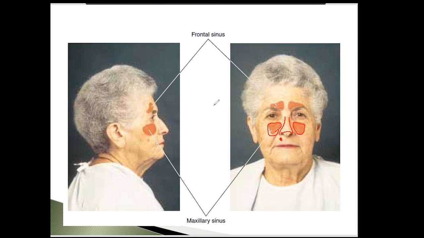So everybody has 4 pairs of sinuses, but we can only check 2 pairs, more superficially: frontal and maxillary. So that's the frontal sinus. That's the maxillary sinus. That's as we're looking from the side. So how do we check?